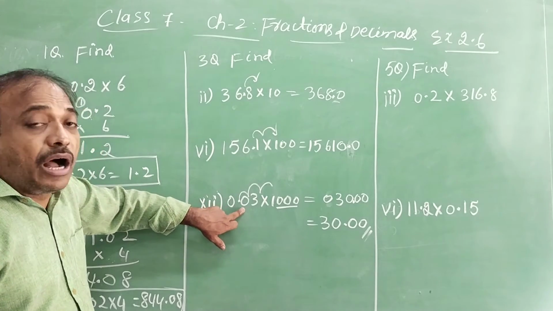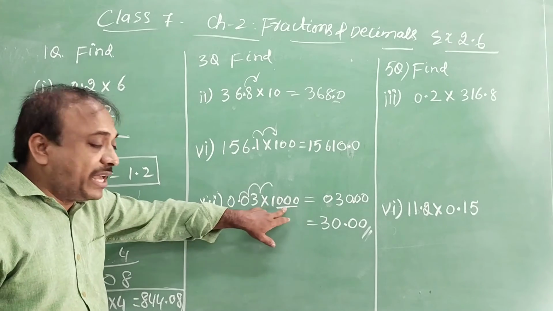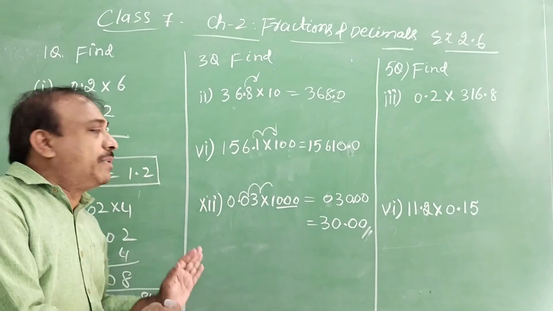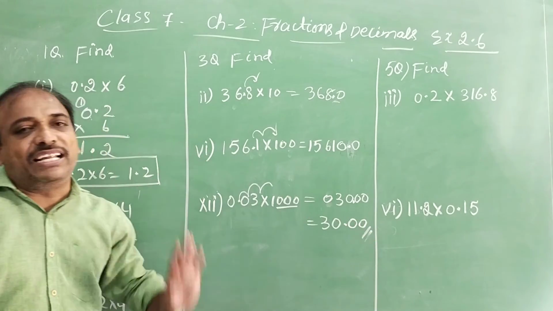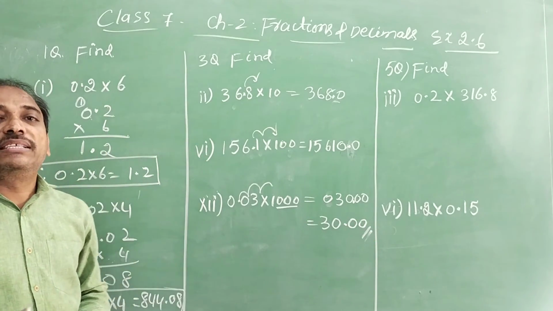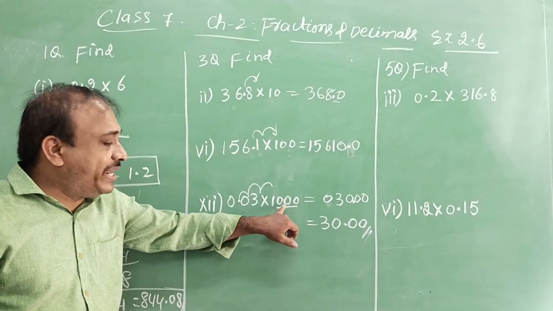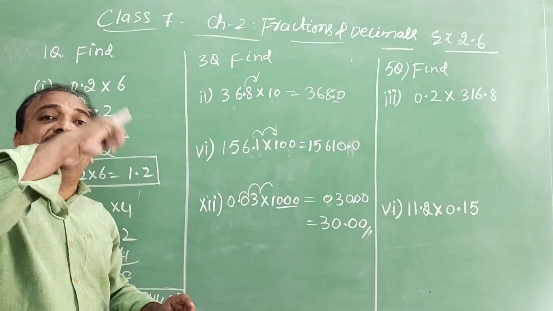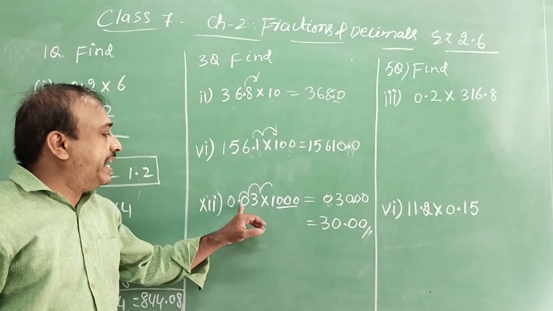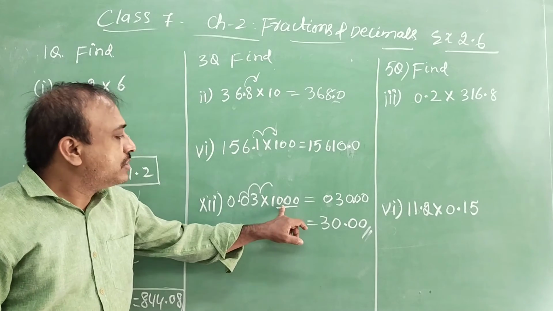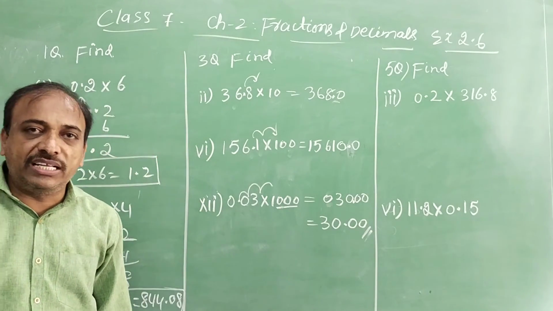0.03 has 2 digits after the decimal point. But you are multiplying by 1000. It is also normal multiplication like this only. From the right side you count and place the decimal point. That also gives the same meaning. Or that many zeros. How many zeros are there? 3. That many decimal places you have to shift from the point, 1, 2, 3. So it comes 30.00. Do you understand?